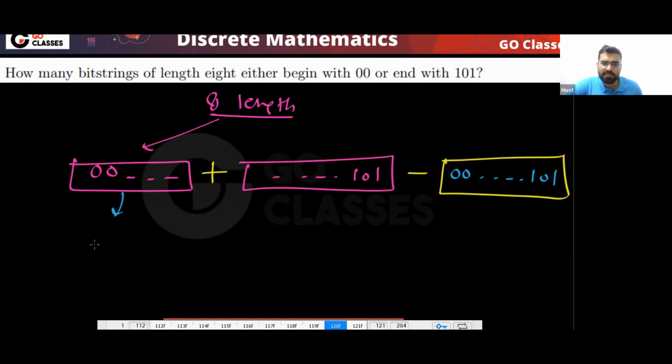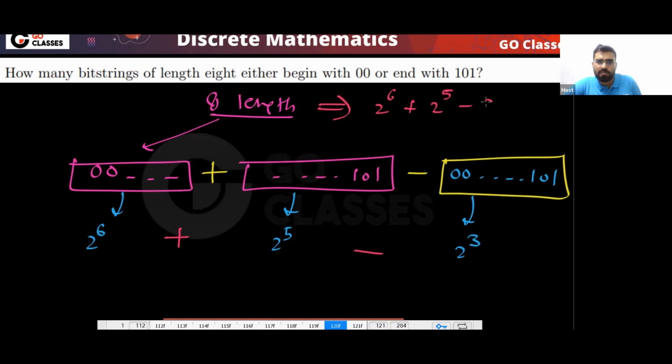How many start with 0, 0? That will be 2 power 6. Ending with 1, 0, 1, 2 power 5. And the common ones will be 2 power 3. So finally, this is your final answer: 2 power 6 plus 2 power 5 minus 2 power 3.